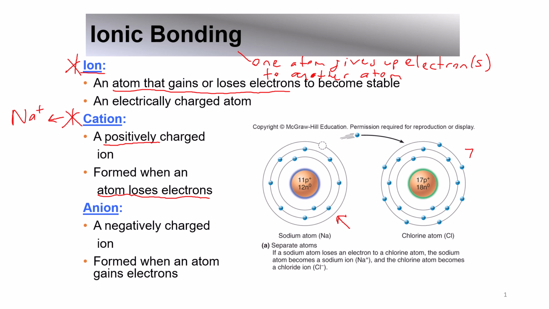Anion instead. This is the one that became more negative. And so it's formed when the atom gains electrons. So this is for chlorine. Chlorine now has a negative charge.